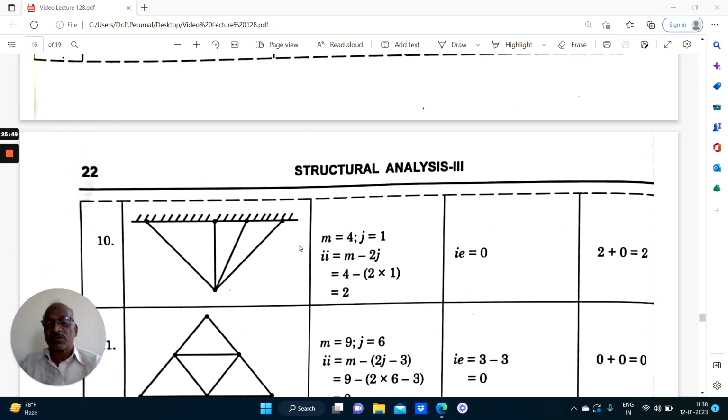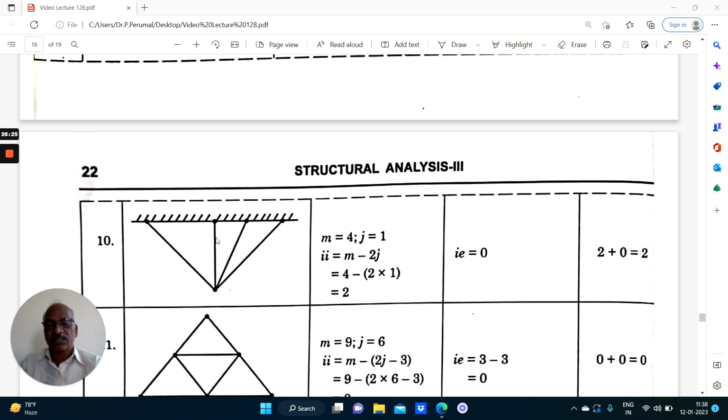Right. Now coming to this. There are 4 members. Same example, one member less. That's all. m equal to 4, j equal to 1, m minus 2j, so that is equal to 2. Now here let us discuss. Suppose there are only 3 members. m will become 3, j will become 1. So it will become 3 minus 2 equal to 1. With 3 members it is 1.